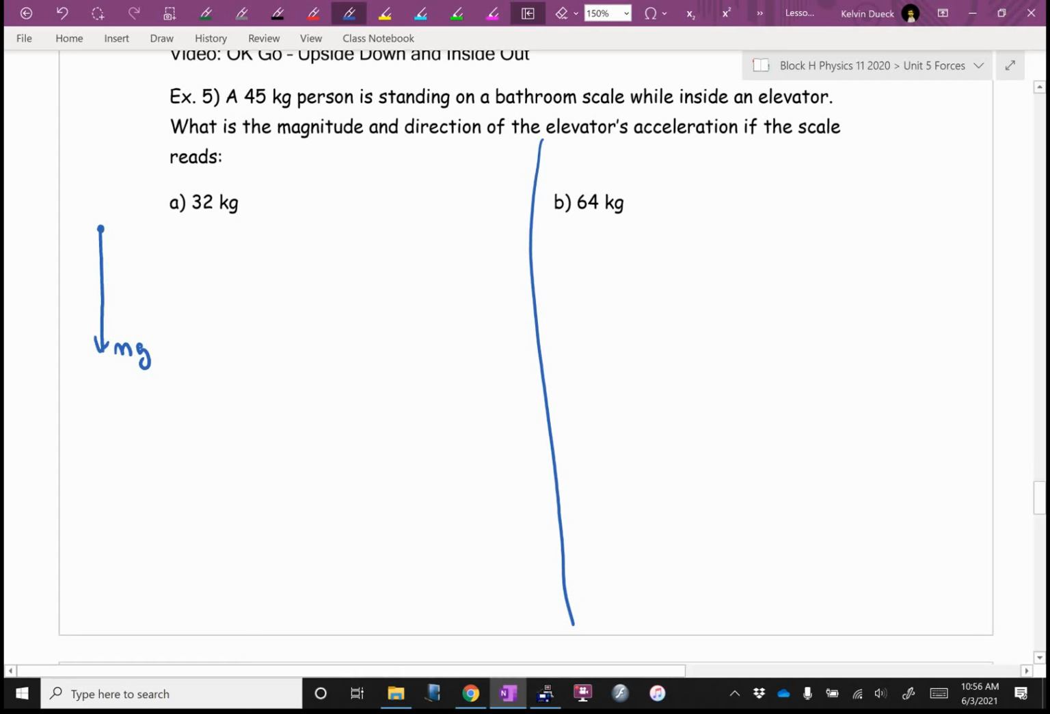First of all, if the scale, which is also the normal force, is smaller than that mass, the normal force is smaller, we're accelerating down. So let's draw a smaller arrow pointing up. You'll feel heavier accelerating up, you'll feel lighter accelerating down.